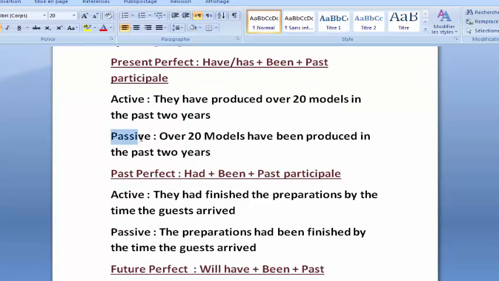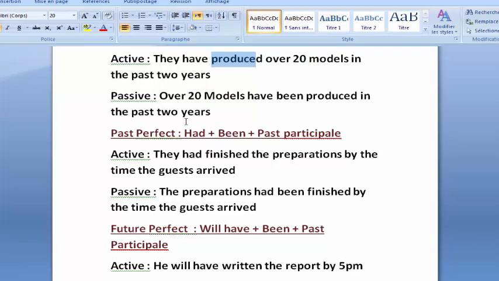So passive here, passive will be over 20 models. We start by this. Over 20 models have been. Look at the rule. Have been produced. Past participle of produce, produced, in the past 2 years.